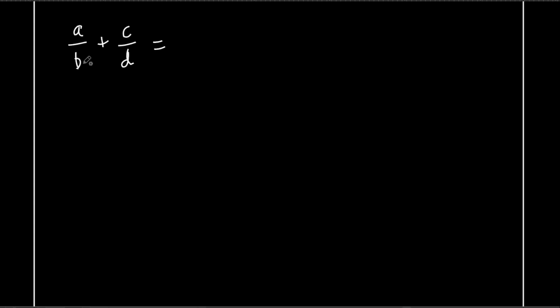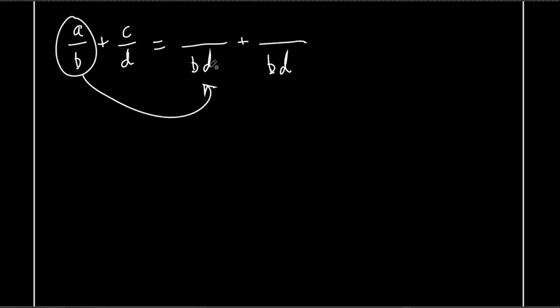So I got a B and a D. So how can I find a common denominator? Just multiply the two together. So BD. I'm going to do two separate ones. I'll show you why. So that's my common denominator. But the thing is, what did I do to this in order to get to that? I multiplied that by a what? A D. So what am I going to do here? I'm going to multiply that by a D.